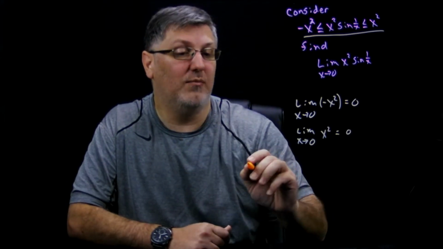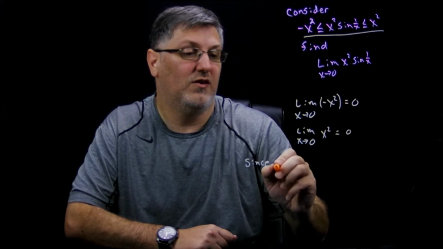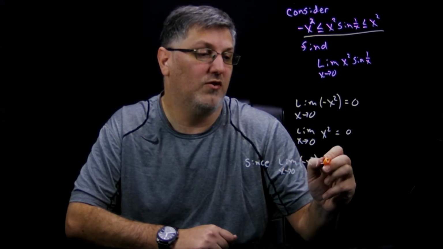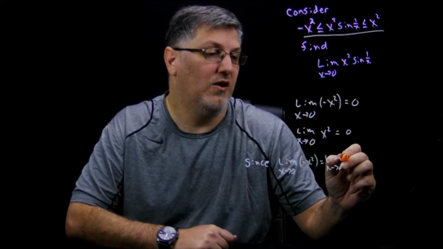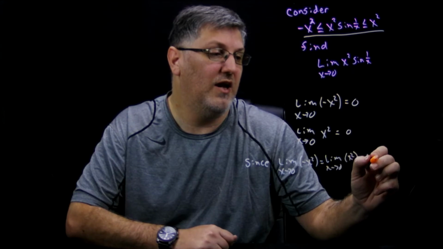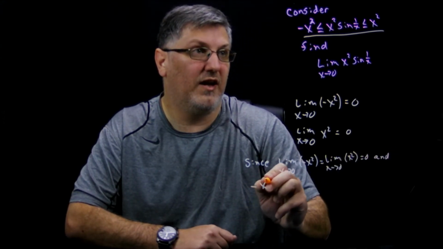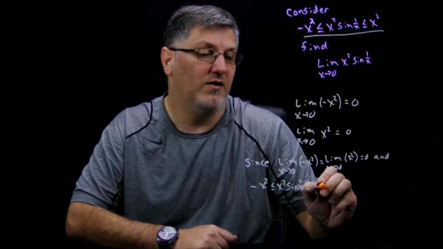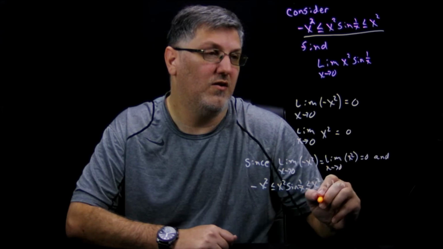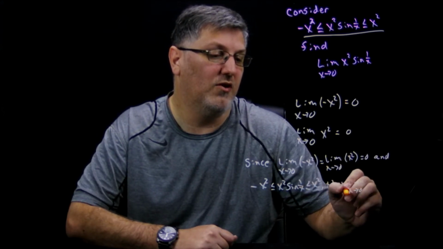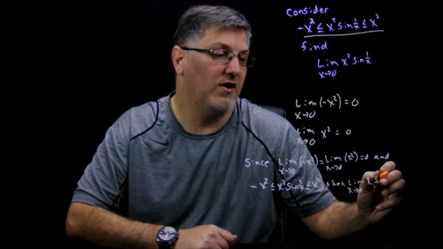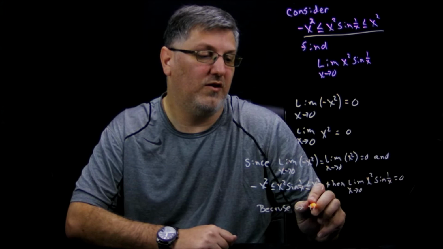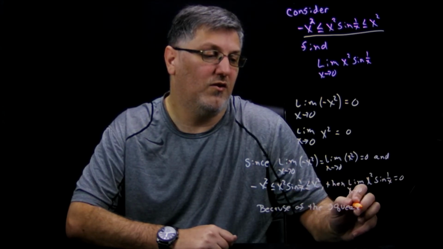So I can actually make a statement saying, since the limit as x approaches 0 of negative x squared equals the limit as x approaches 0 of x squared equals 0, and negative x squared is less than or equal to x squared sine of 1 over x, which is less than or equal to x squared, then the limit as x approaches 0 of x squared sine of 1 over x equals 0 because of the squeeze theorem.